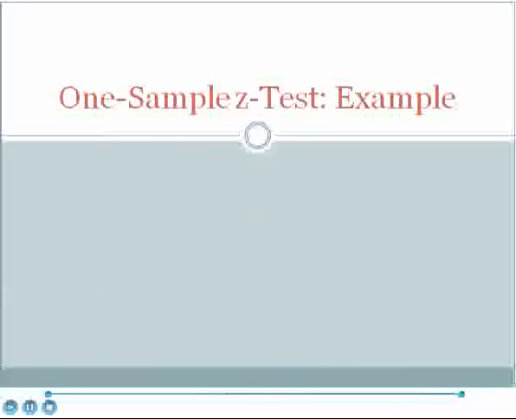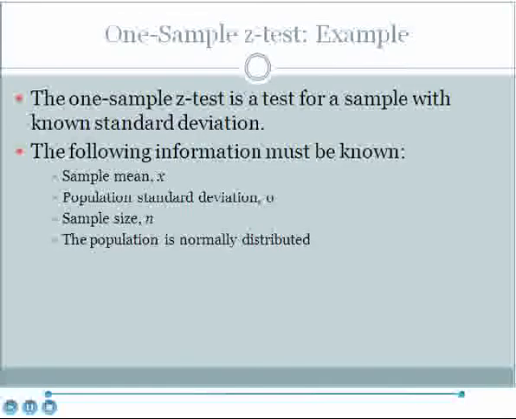Welcome to this elementary statistics lesson on the one-sample z-test. In this lesson, we will walk through an example of how to use the one-sample z-test. The one-sample z-test is a test for a sample with known standard deviation. The following information must be known to use it: the sample mean, x-bar, the population standard deviation, sigma, the sample size, n, and the fact that the population is normally distributed.